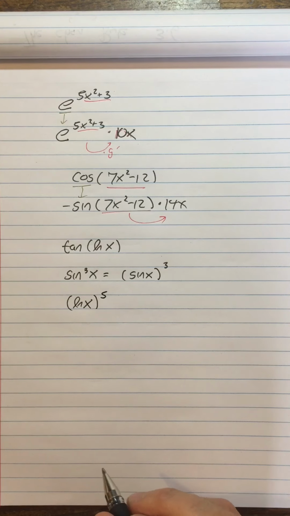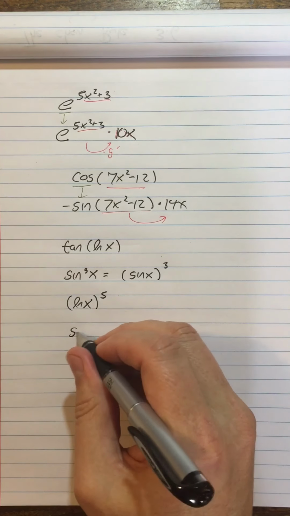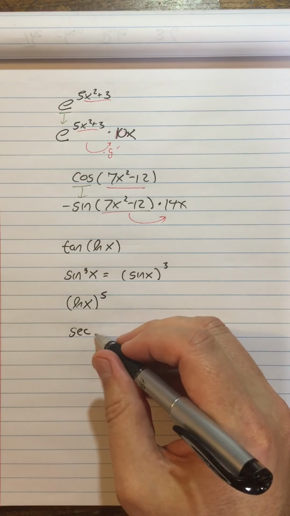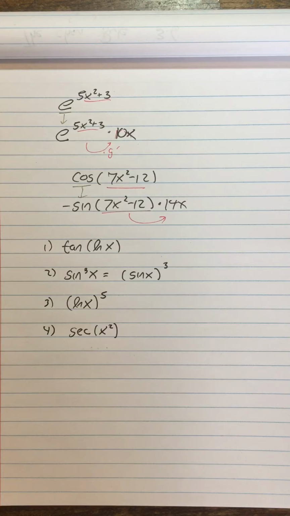I'm just making these up, I don't know if you can tell. We will do secant of x squared. All right, there you go. You try these four on your own, and then I'll give those in the next video, and then we'll try some homework problems.